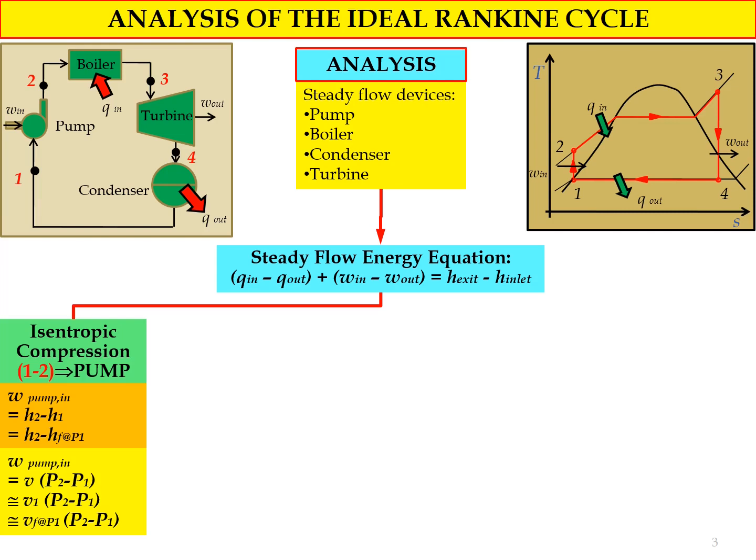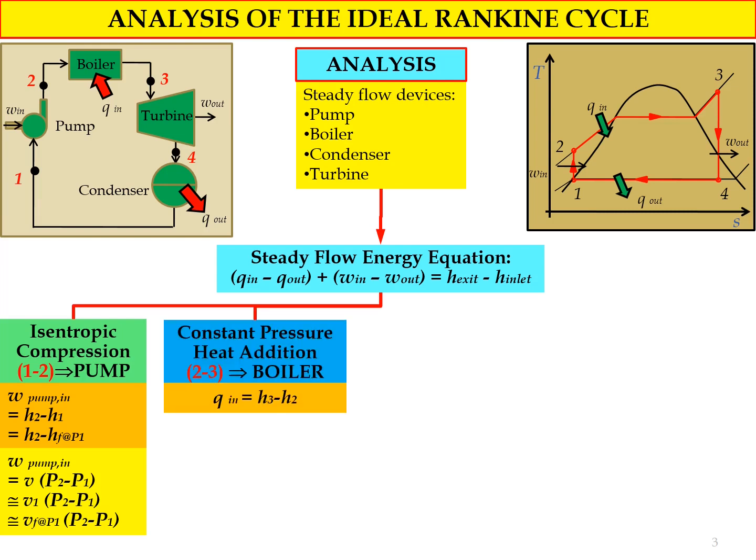So all this value we can determine from the thermodynamic water table. Okay, now the second equation is for the heat addition process in the boiler from state number 2 to state number 3. So the parameter involved during the heat addition process is Q in.